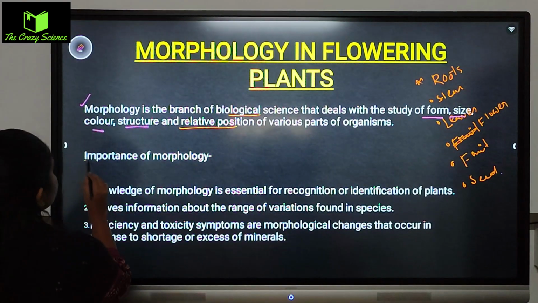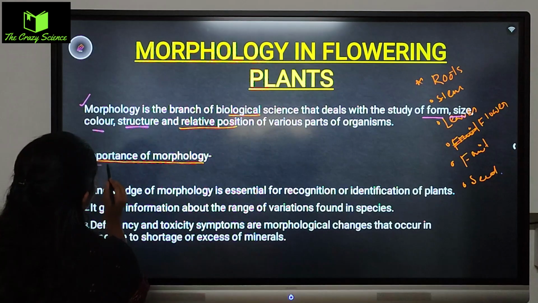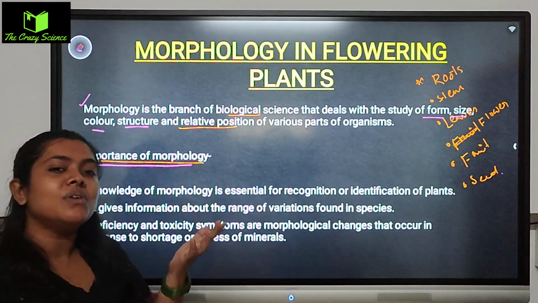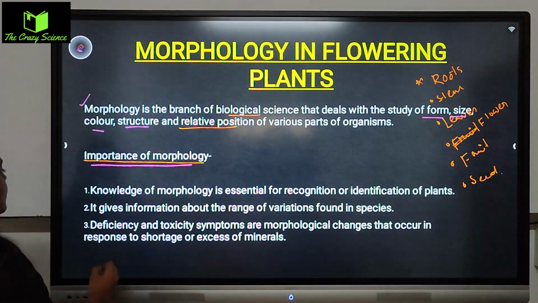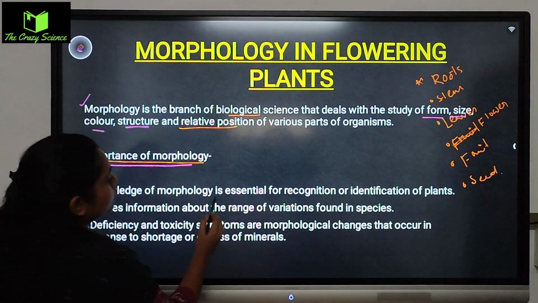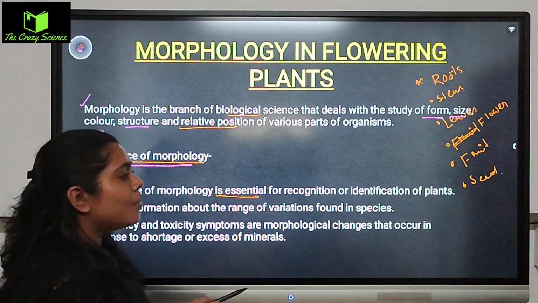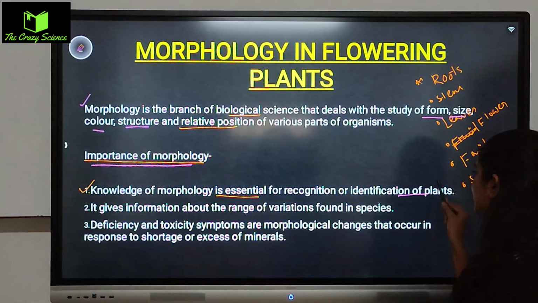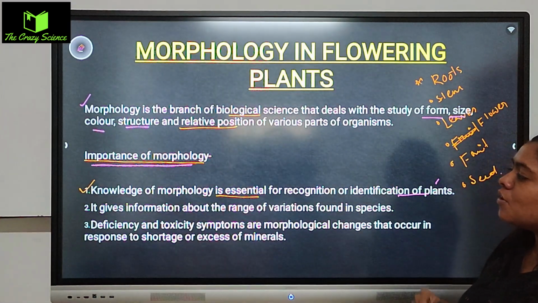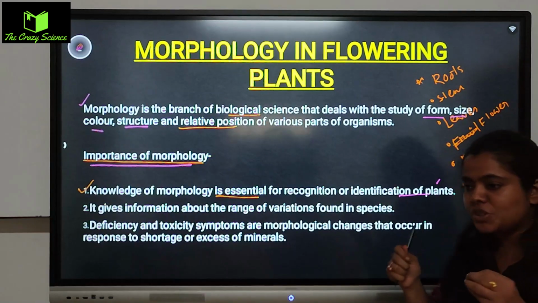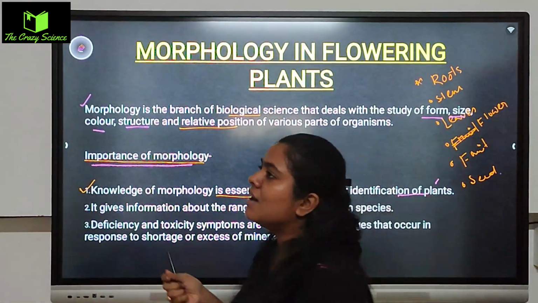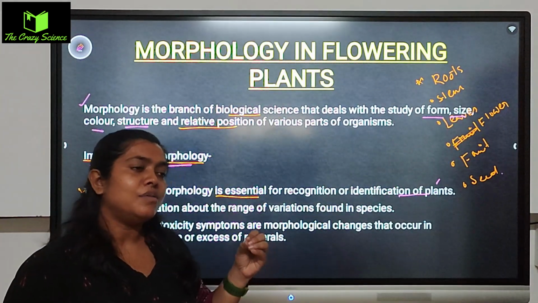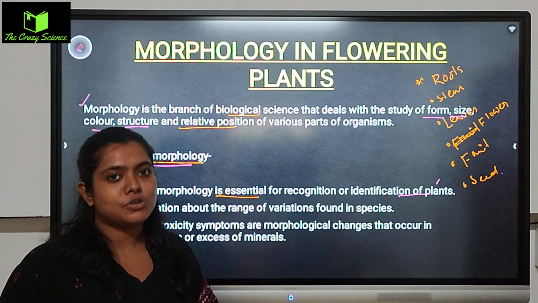Okay, importance: why is morphology required? What is the reason, why do we need to do morphology? First one, knowledge of the morphology is essential for the recognition or the identification of the plants. Since we are studying plants, I have put that word, plant. Knowledge of morphology is needed for recognition and identification, to distinguish one plant from another plant.